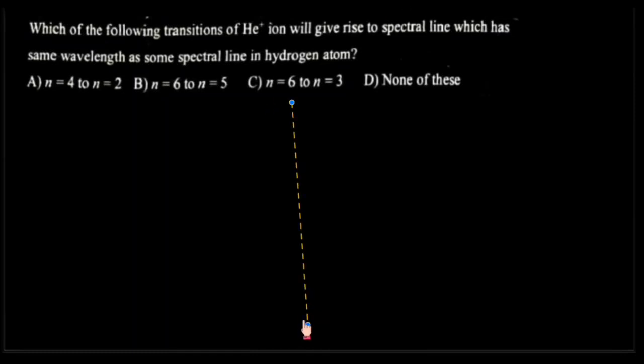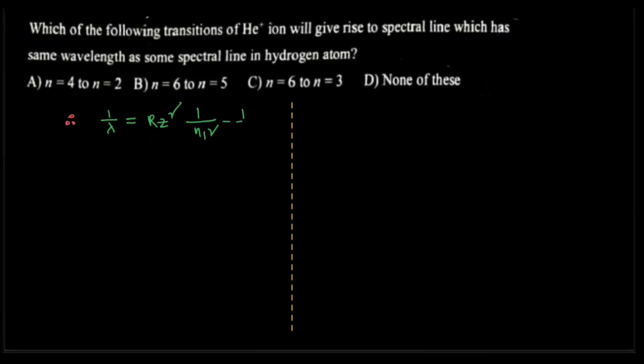What we have to prove is, since you know the formula, the wavelength formula, 1 by lambda is equal to R Z square into 1 by n1 square minus 1 by n2 square. This formula we already know from atoms. Here Z is the atomic number, n1 is the orbit into which the electron falls, and n2 is the orbit from which it falls.